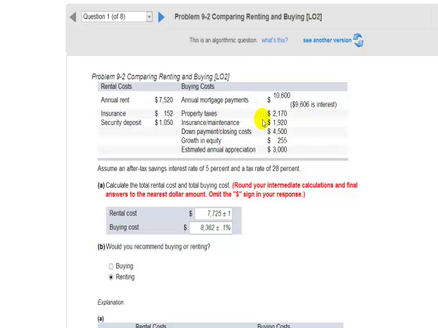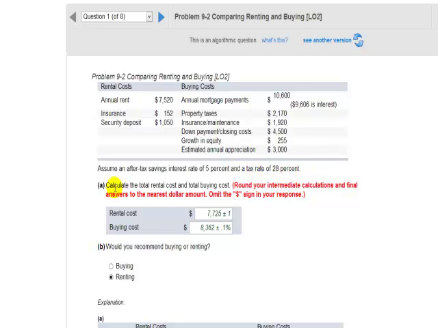Insurance and maintenance $19.20. Down payment and closing costs $4,500. The growth in the equity, which means our property value went up by $255. The equity in our property went up by $255. That's the amount that we actually have in it, which is the principal amount being paid off the loan. And the estimated annual appreciation of the property is going up $3,000 in this case this year. Assume an after-tax savings rate of 5% and a tax rate of 28%.